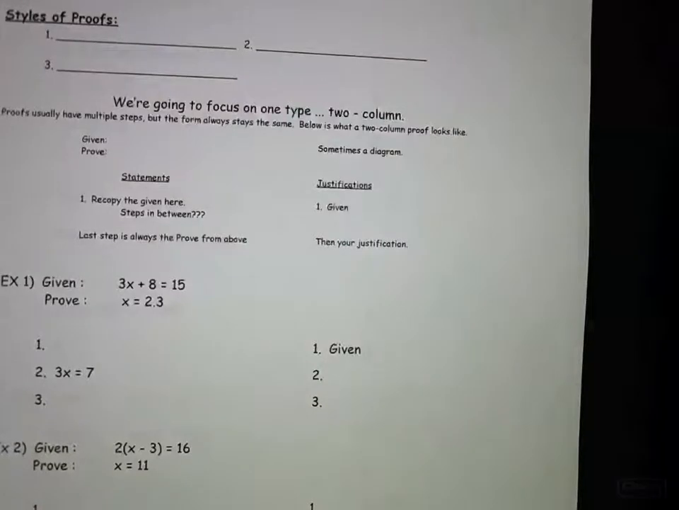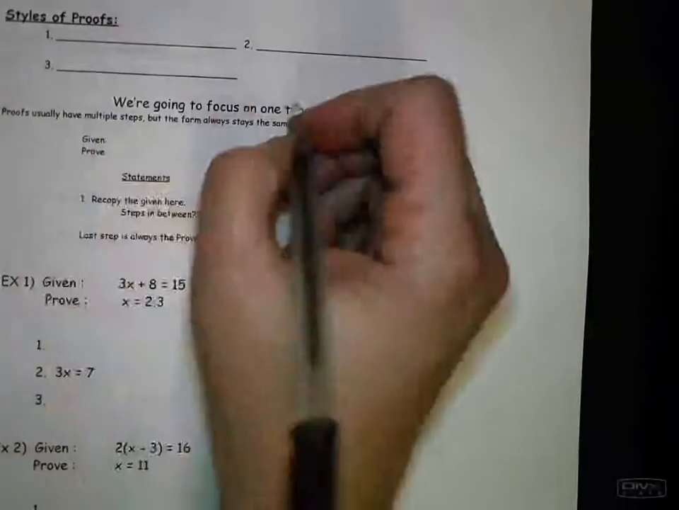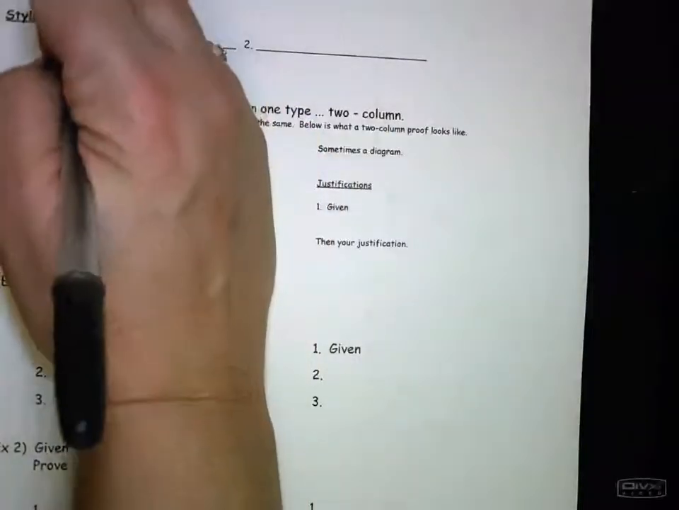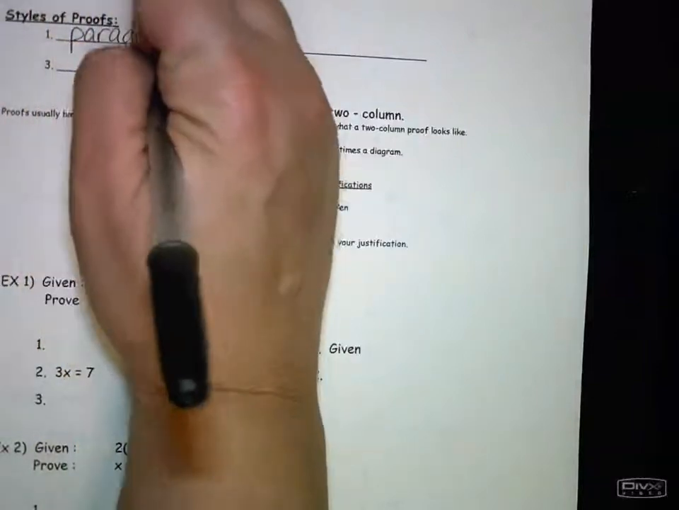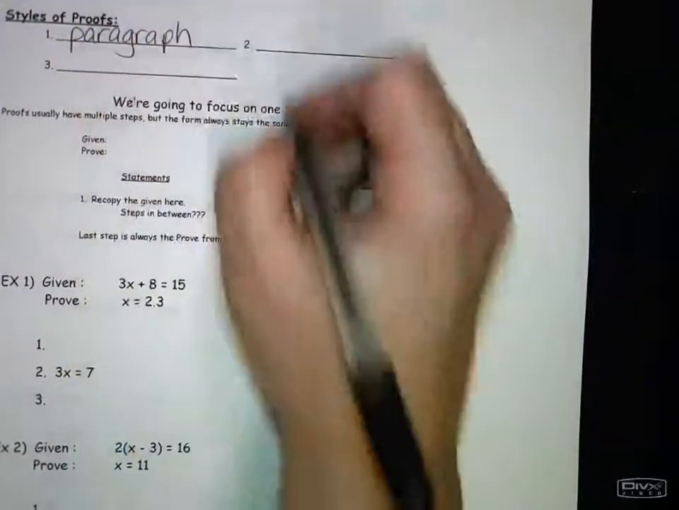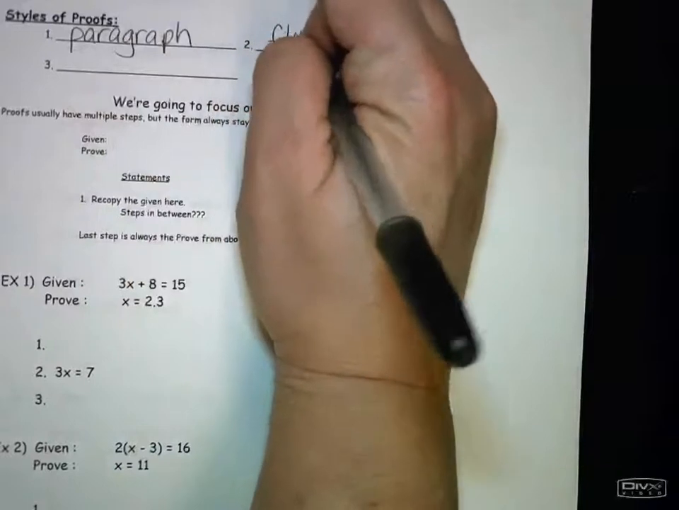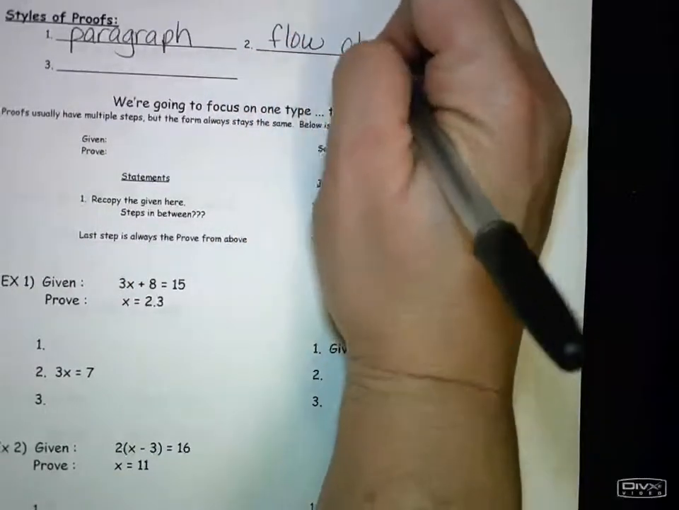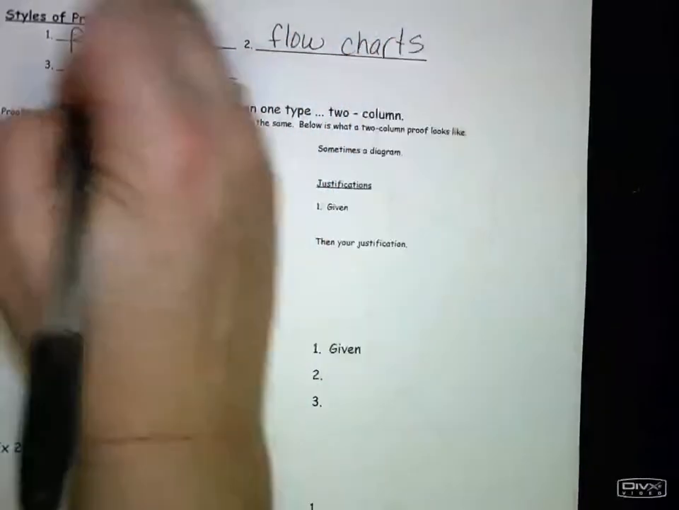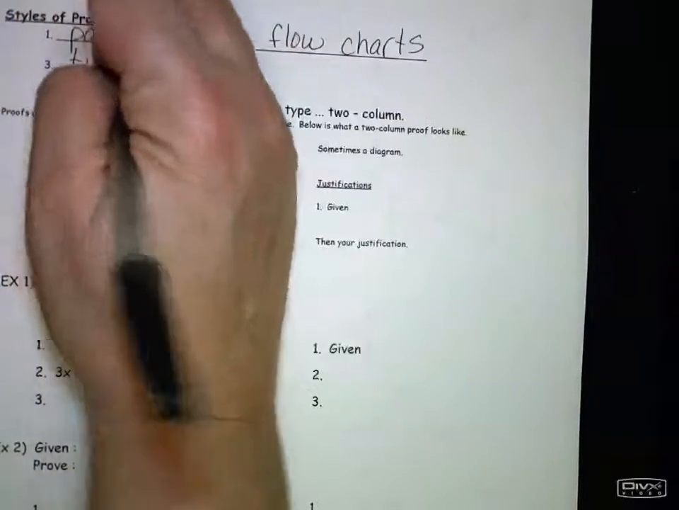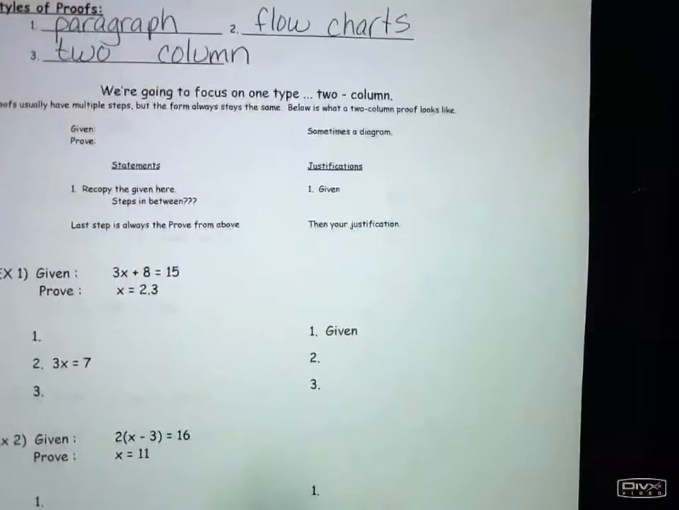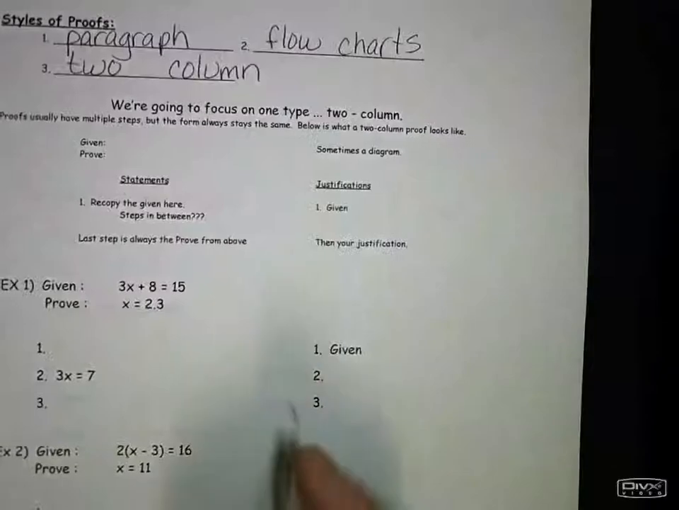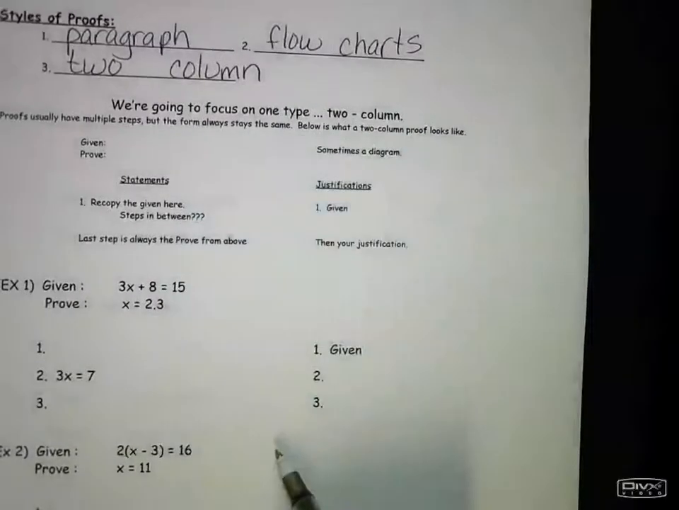Chapter 2, Section 3, we are looking at proofs. This is our introduction to proofs. We have three types of proofs. You can write paragraph proofs, where you actually write out a whole paragraph. You can use flowcharts, or you can use two-column proofs. And we're going to focus on one type, the two-column proofs.